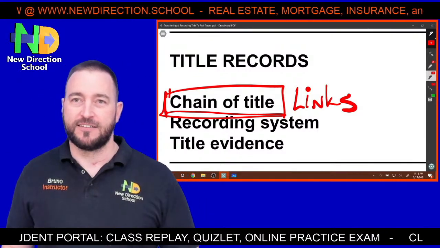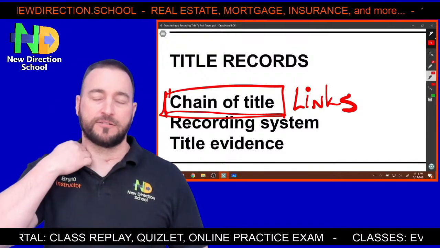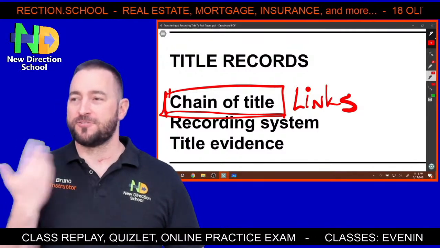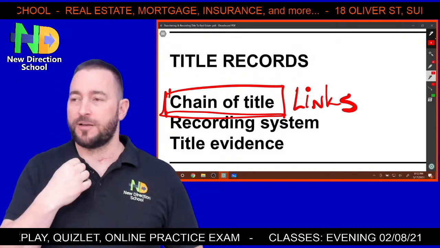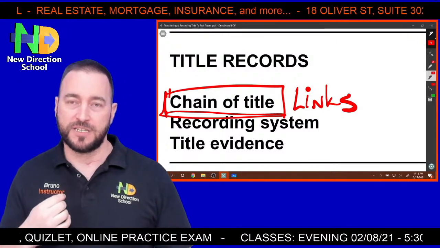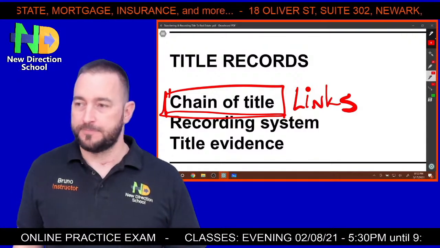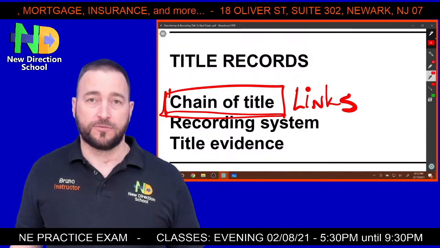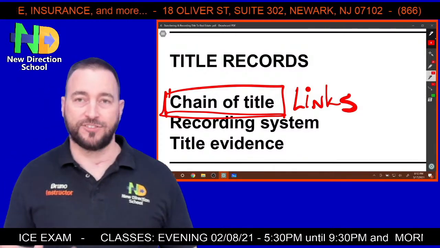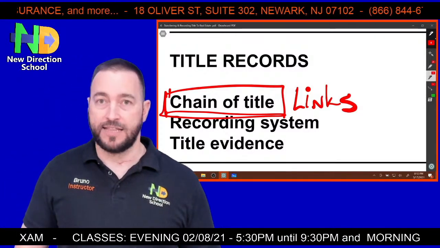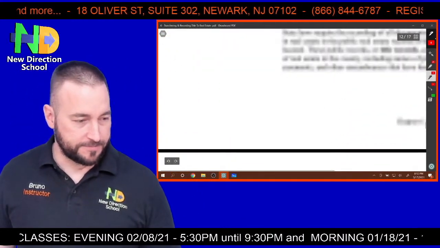So, a chain. If there's a missing link, let's talk about a chain. I don't have a chain anymore. After the surgery, I took it off. But before the surgery, if I had a chain around my neck, and there's a link missing or it breaks, would it stay on the neck or would it fall? It would fall, right? So if there's a missing link or a gap, then we no longer have a chain. Something is missing and needs to be corrected, right? So let's go over this real quick.